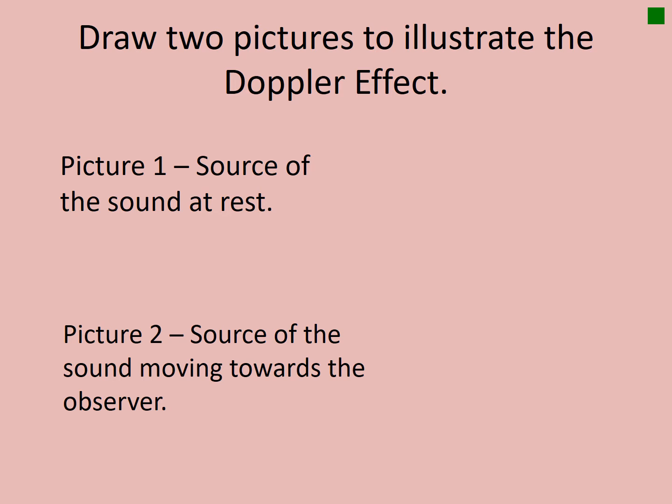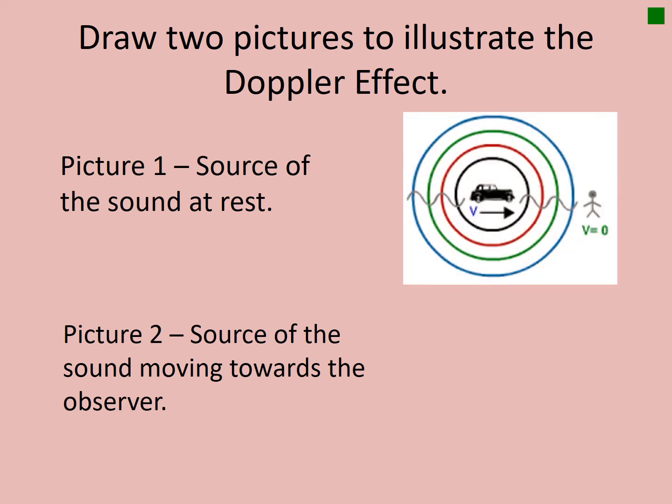Let's try to draw two pictures. First, a source at rest and the sound at rest. The source is not moving and the sound is not moving towards or away from an observer. Try to visualize what that would look like. Would you notice any difference if I was standing still and a fire truck was standing still? Would I notice any difference in its pitch, meaning its frequency and wavelength? No, I would not. It would be the exact same, a constant monotone.